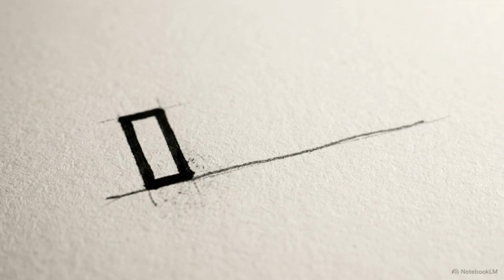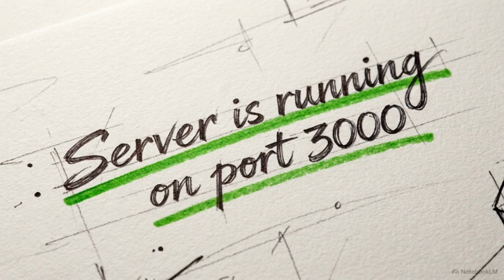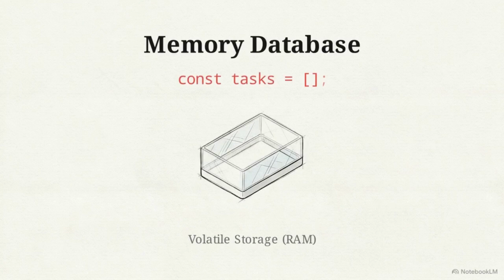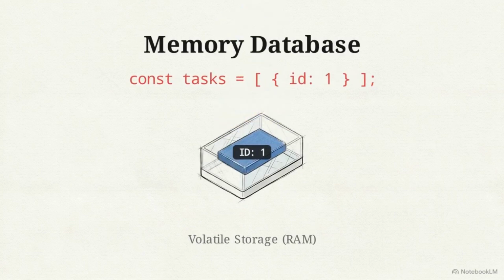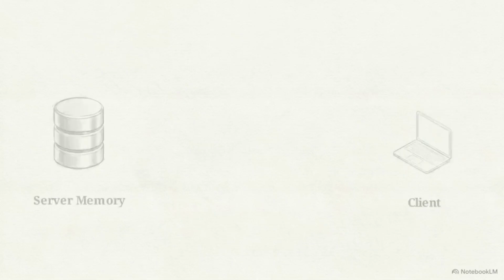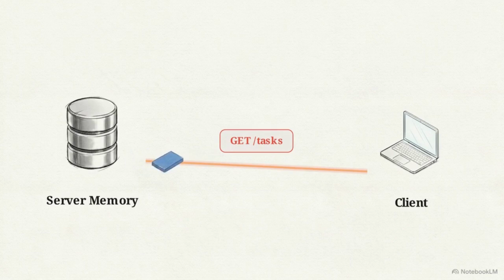Once the code is saved, check your terminal output. A server running message confirms the initialization is successful. We'll start with an in-memory database, a simple JavaScript array populated with a single default task. Now, go create your first GET route. This acts as the pathway to read that array and return it to whoever requests it.